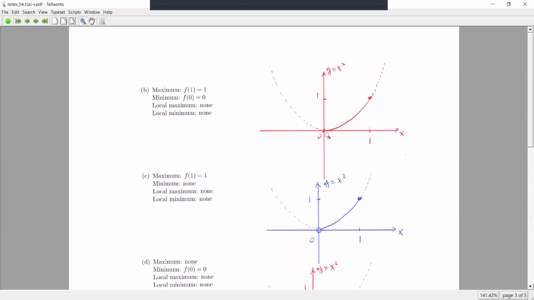If we consider the portion corresponding to the interval 0 to 1, but including 0, including 1, then the function has a global maximum and a global minimum. So whether or not a function has maximum and minimum actually depends on the interval that we are considering.